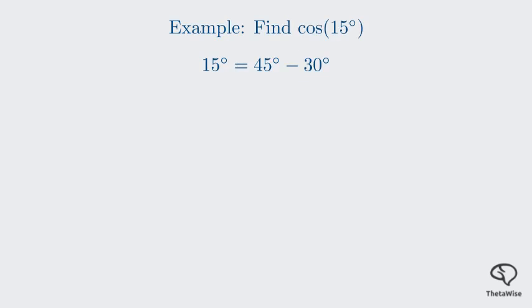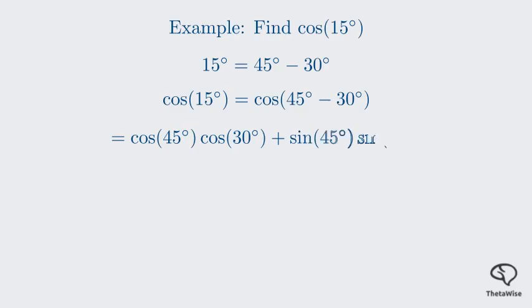Let's try a cosine example. Find the exact value of cosine of 15 degrees. We can write 15 degrees as the difference between 45 and 30 degrees, so we'll use the cosine difference formula. The formula is cosine A cosine B plus sine A sine B. Plugging in our angles, we get cosine of 45 degrees times cosine of 30 degrees plus sine of 45 degrees times sine of 30 degrees.